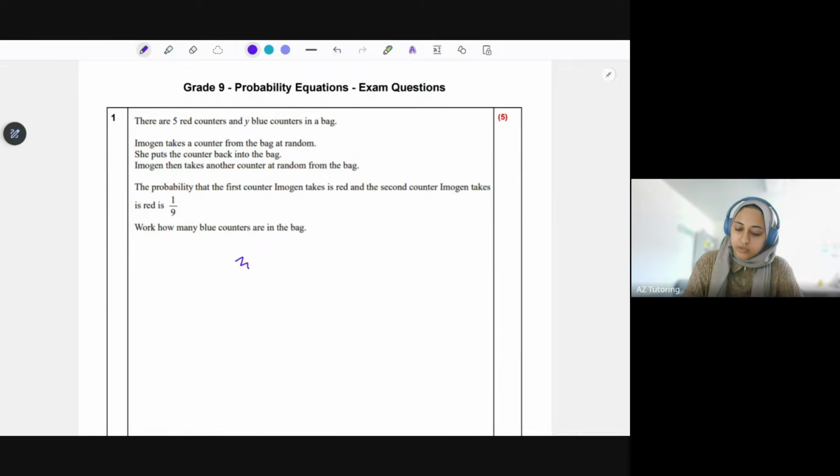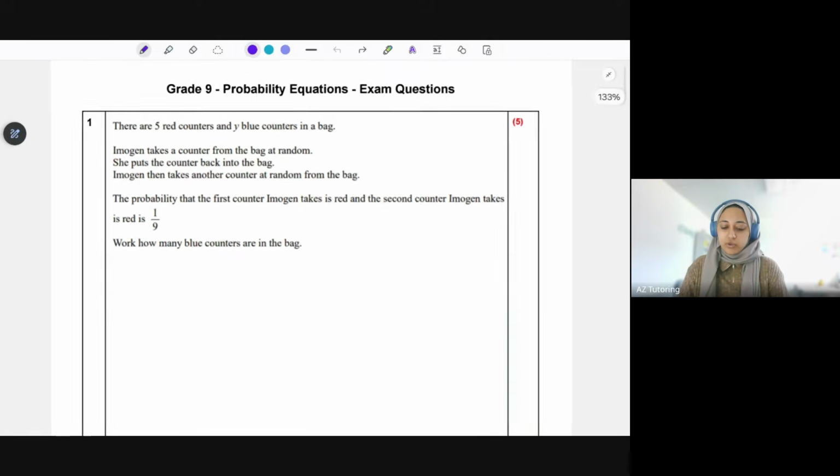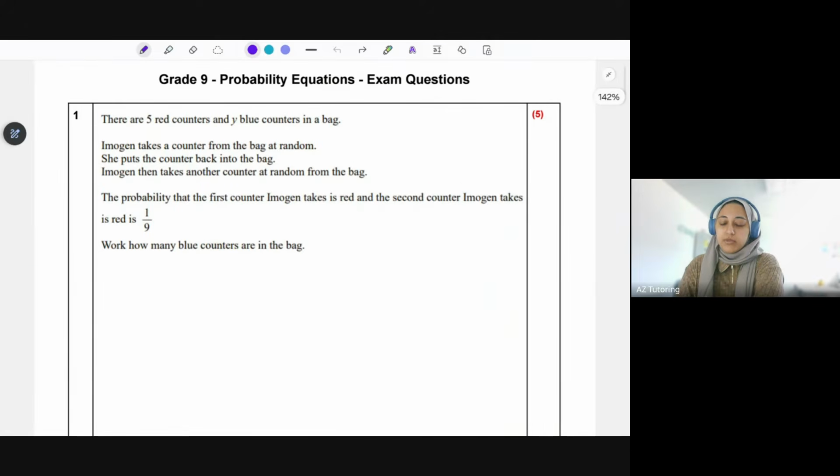Okay, let's get started with this question. So all these questions will be covering grade 9 probability equation questions. They tend to come at the end of the papers and they tend to be 5-mark questions. And it's probability mixed with algebra. So let's jump right into it and we'll do a few different case scenarios.